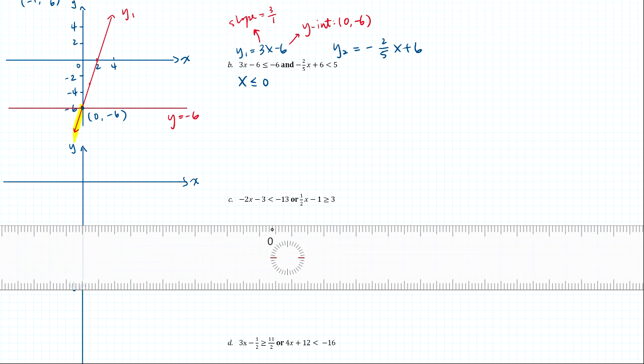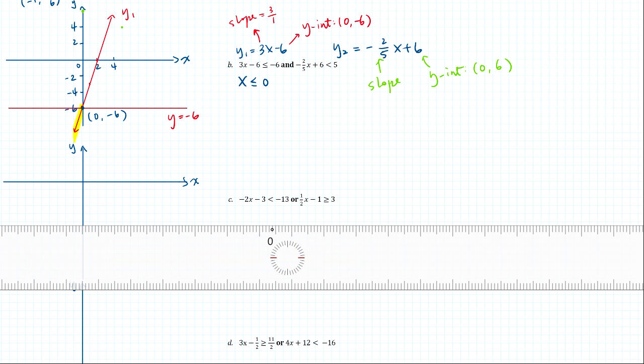Now on to the linear graph of y2. Here we have the slope being -2/5 and the y-intercept being 0, +6. So +6 is actually right over here. We didn't label 6, but we know with a consistent scale, that's where it'll be. And the slope is -2/5, meaning every time I go down by 2, I should go over by 5.